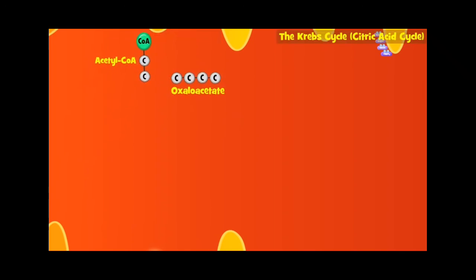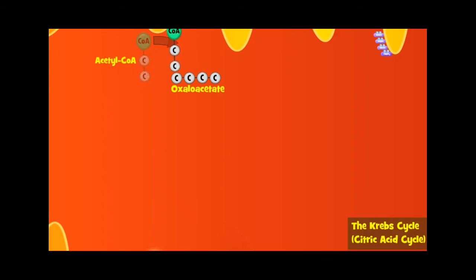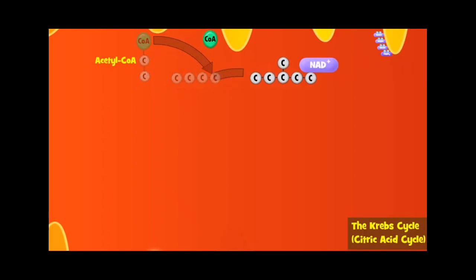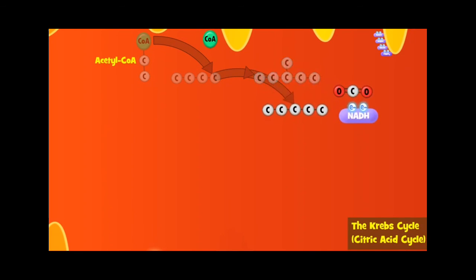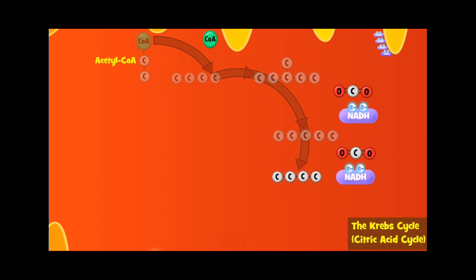So you can watch the process one more time. When we have the oxaloacetate, you can see the way the cycle moves, how the electrons are being transferred through the transport chain, and the products we get.